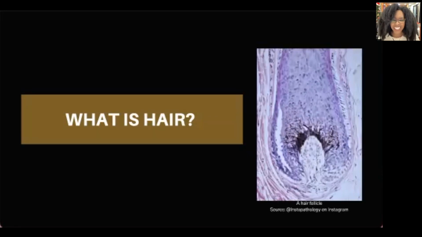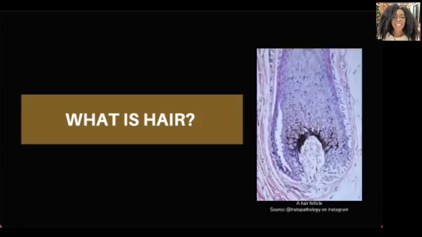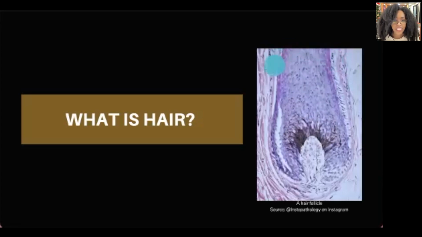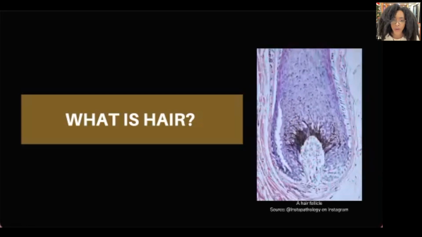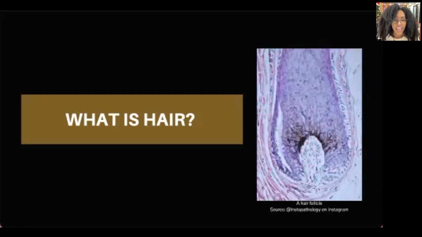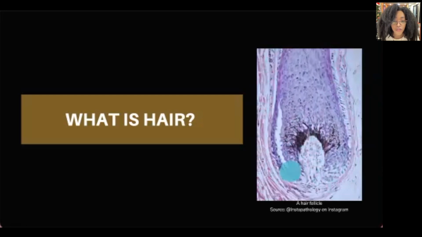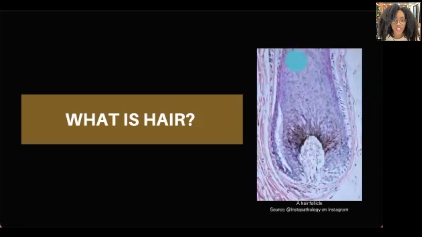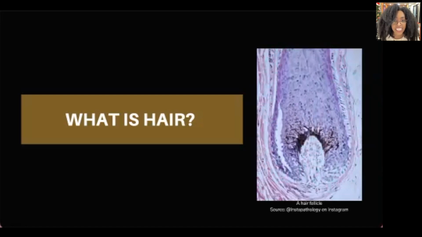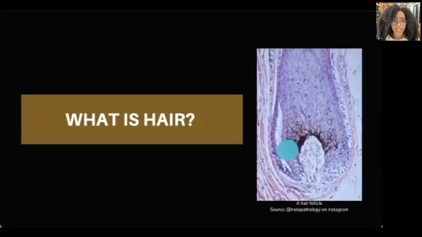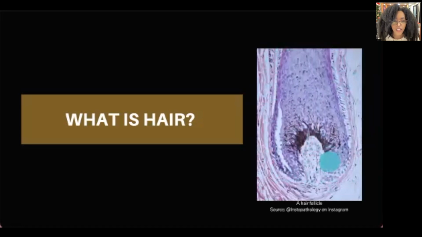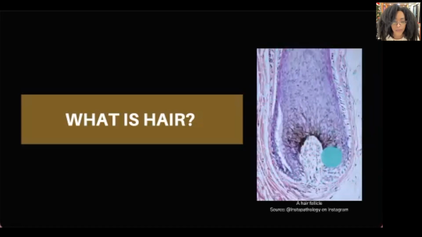On your scalp and all over your body, you have these little burrows, which are called follicles. You may have also heard them referred to as pores. And these are the structures from which your hairs emerge. So what we can see in this gorgeous graphic are the basal cells, which sit at the base of the follicle, and they divide rapidly.